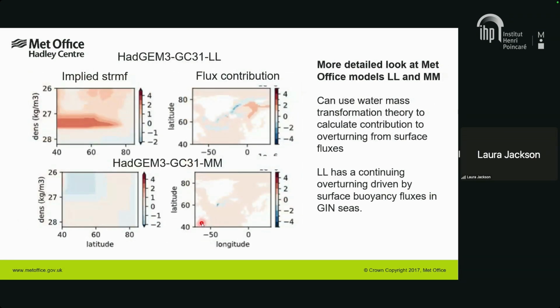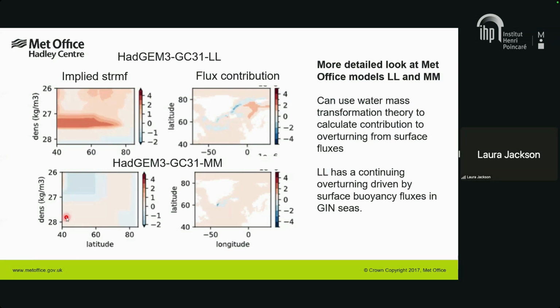And we can use something called water mass transformation theory, which I'm not going to get into. But basically, you can look at the surface fluxes, and you can calculate what they imply the overturning should be. And this is shown on the left here. So in the LL model, those surface fluxes are implying still that there's a significant overturning, whereas in the MM model, they're implying no overturning.